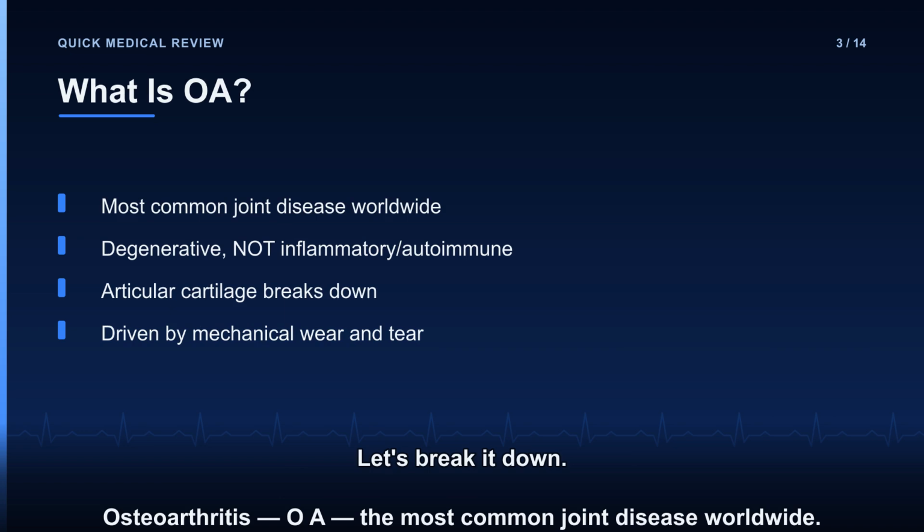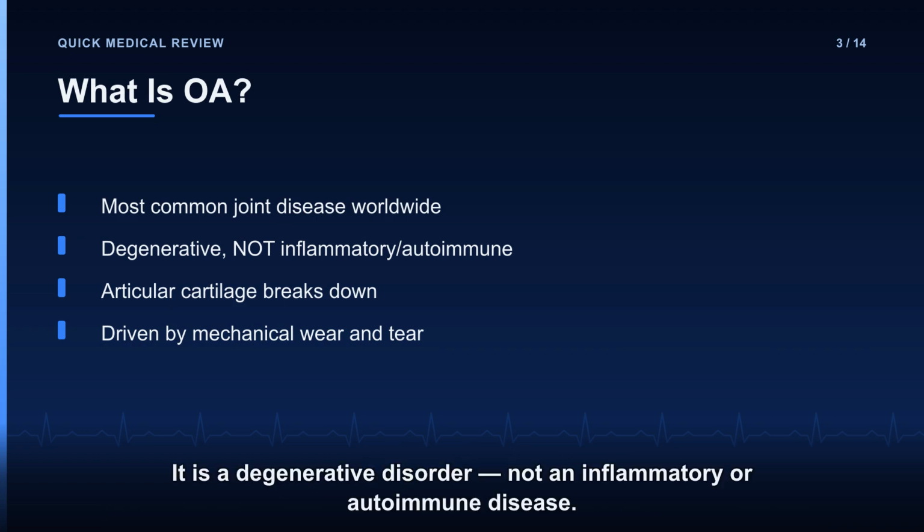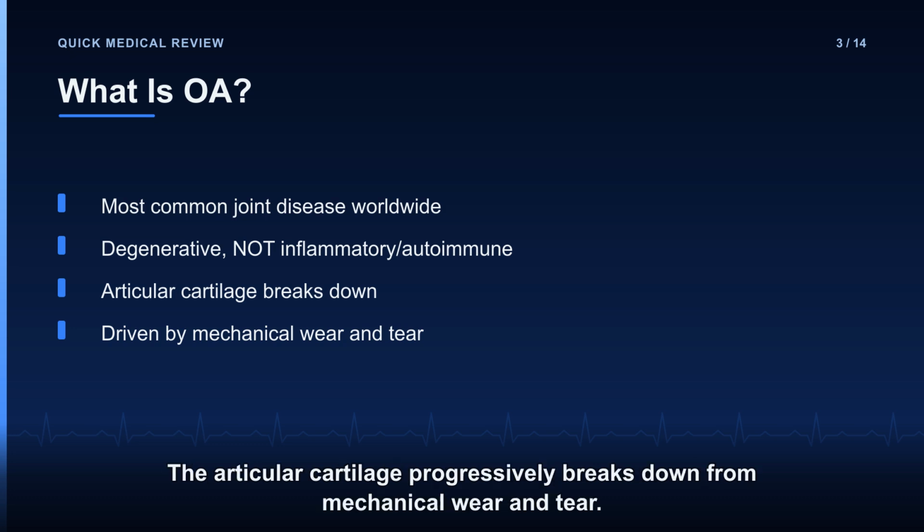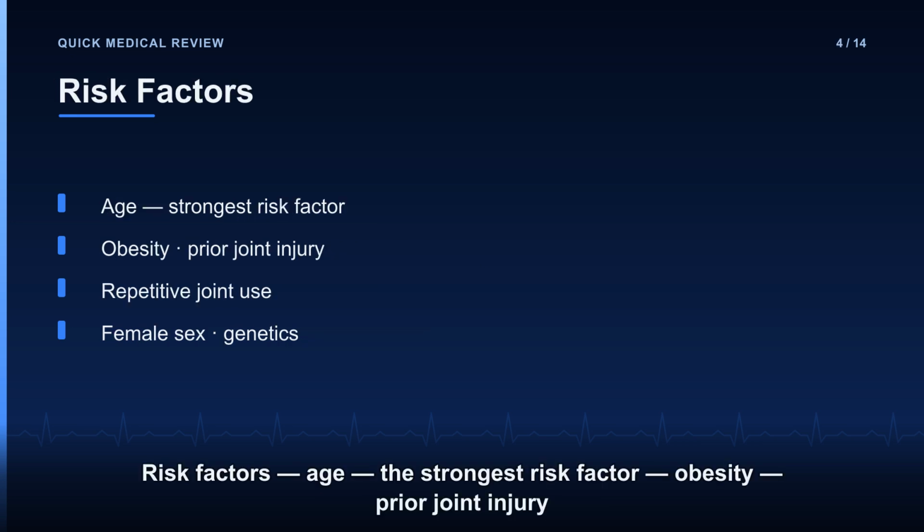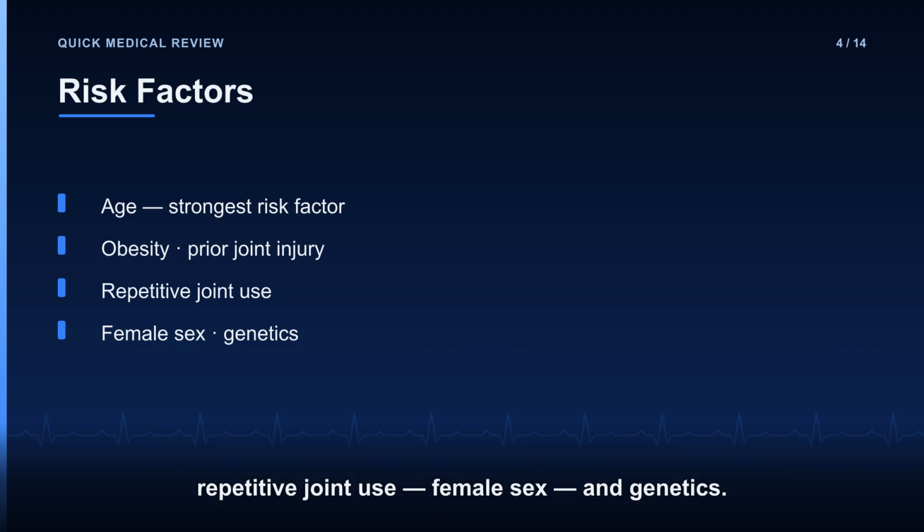Osteoarthritis, OA. The most common joint disease worldwide. It is a degenerative disorder, not an inflammatory or autoimmune disease. The articular cartilage progressively breaks down from mechanical wear and tear. Risk factors: age, the strongest risk factor; obesity, prior joint injury, repetitive joint use, female sex, and genetics.